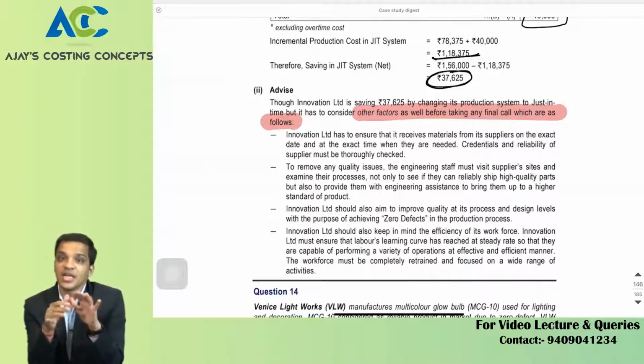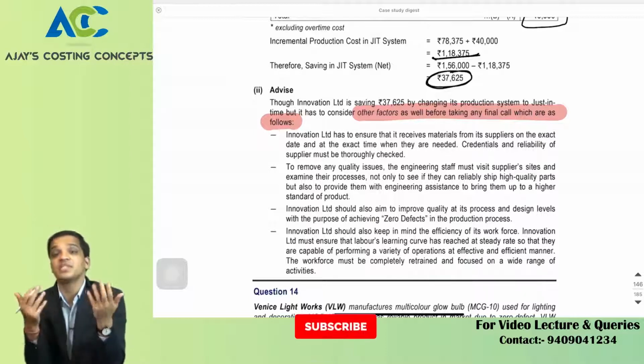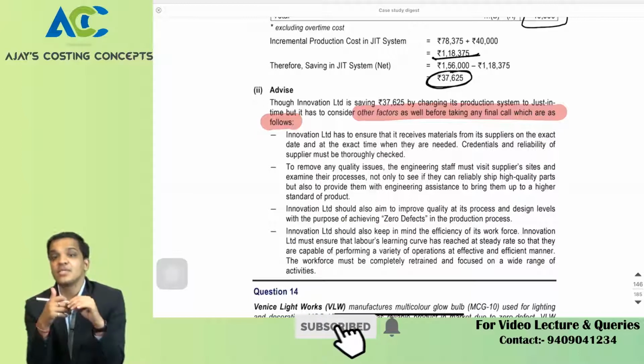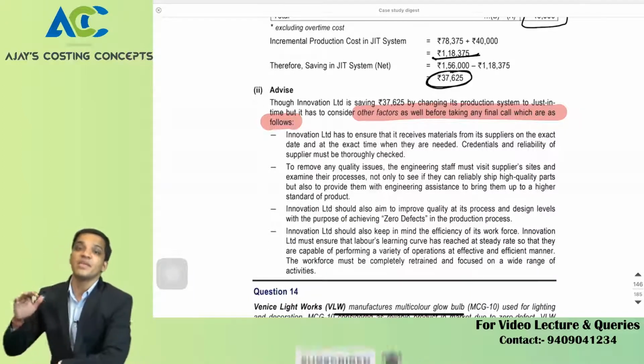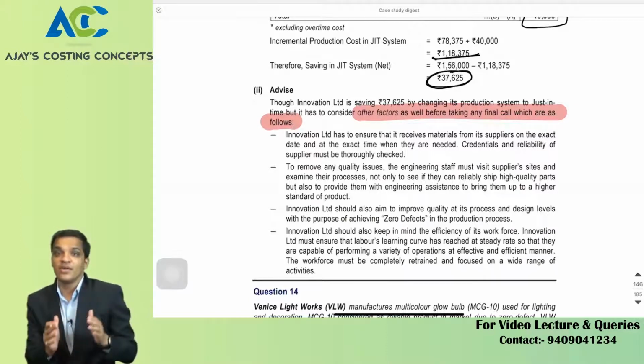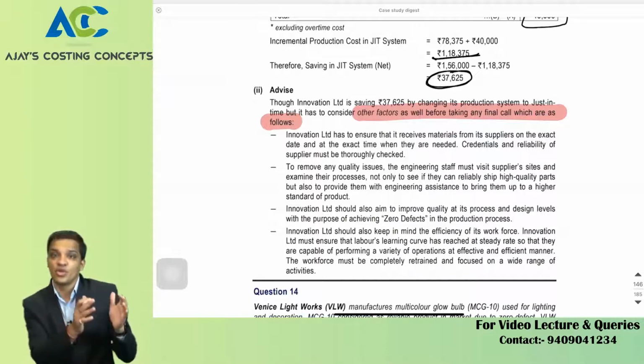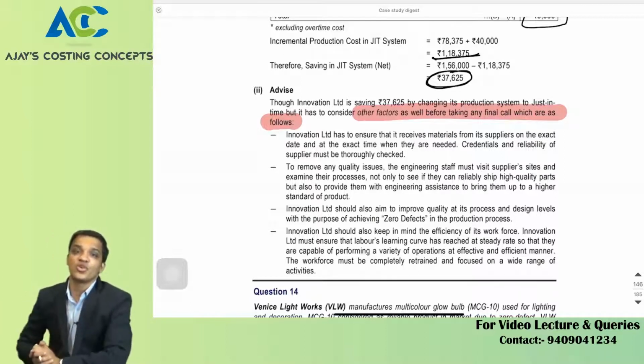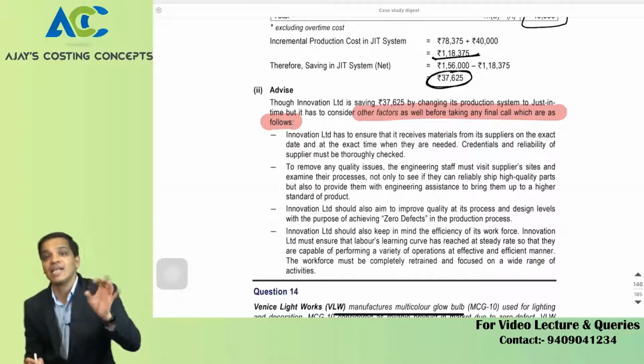Answer very diplomatically. You are a chartered accountant, or you will become one after giving this exam. So your answer should be very, very diplomatic, right? You are in favor, you have a soft corner for this solution, but if you follow this solution, there are various other factors that you should also consider. Such kind of solutions are required in the exam.